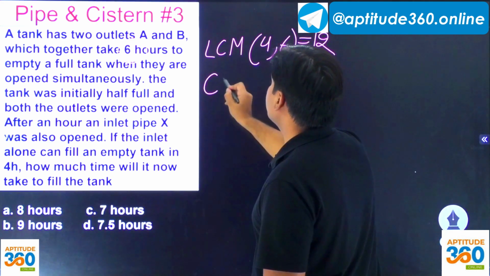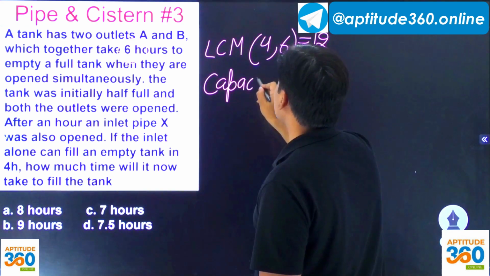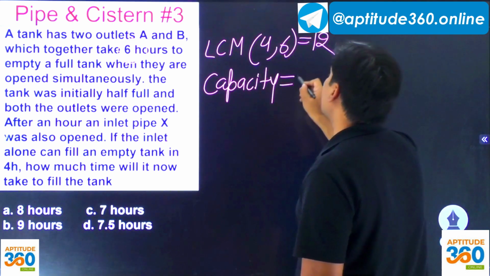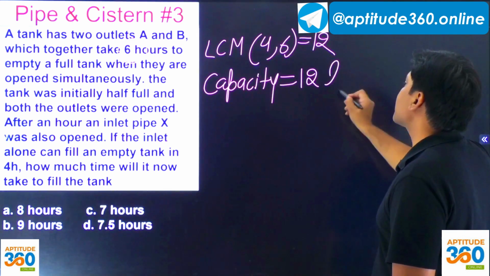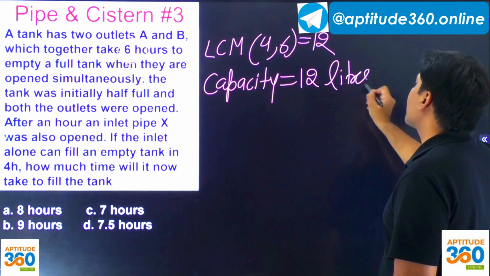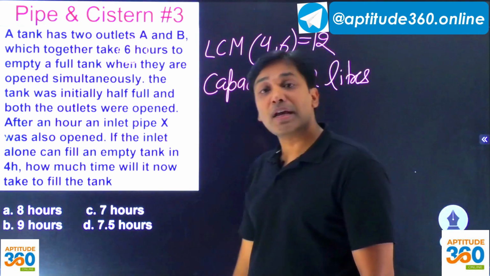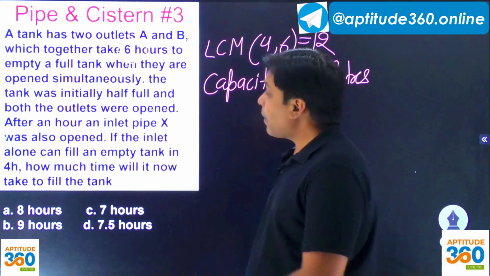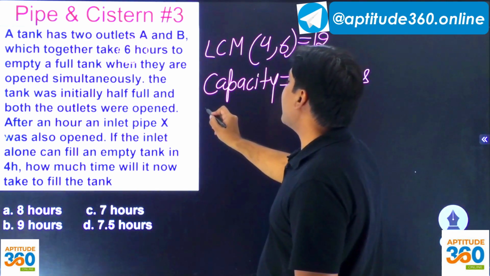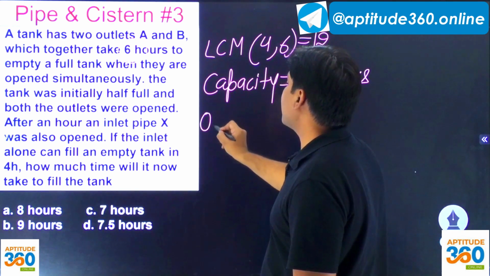आप क्या कर दो, आप कैपेसिटी ले लो टैंक की 12 लीटर्स. राइट? ये बड़ा क्रूशियल है लगाना. दिखने में बड़ा आसान है बट है बड़ा क्रूशियल. अब आप प्रॉब्लम वापस पढ़ते जाओ. तो व्हाट इज गोइंग टू बी द एम्प्टिंग कैपेसिटी? आउटलेट्स कितना पानी बाहर लेके जाएंगे?